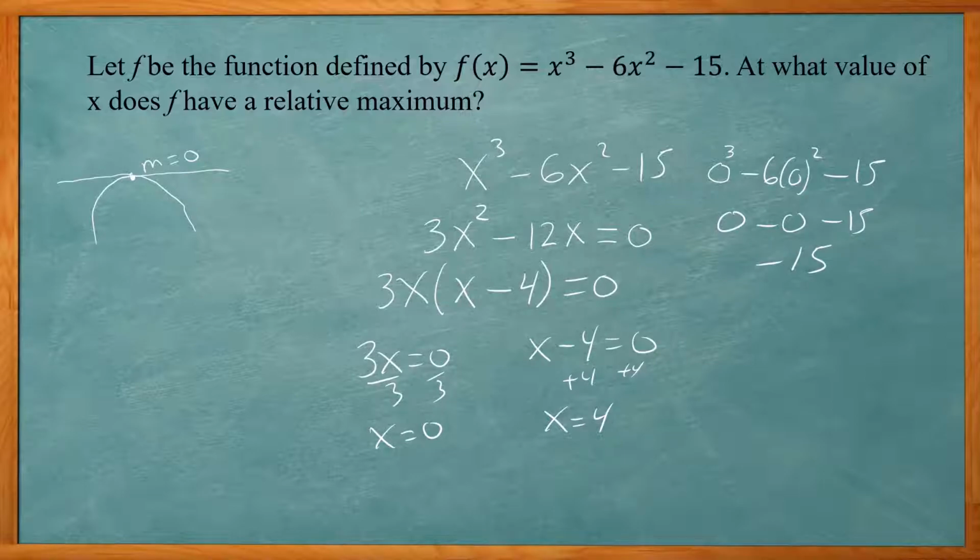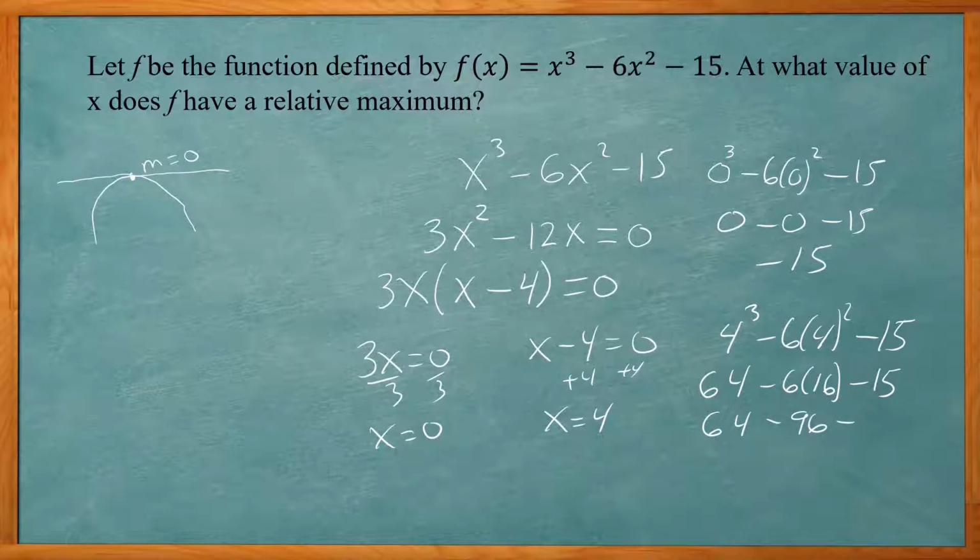Now if I try 4, it's going to be 4 to the third power minus 6 times 4 squared minus 15. It'll be 64, 4 to the third is 64, minus 6 times 16, 4 squared, minus 15, or 64 minus 96 minus 15. That's going to give me negative 47. Okay, so the negative 15 is going to be higher.